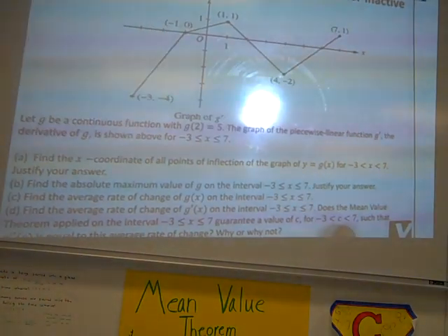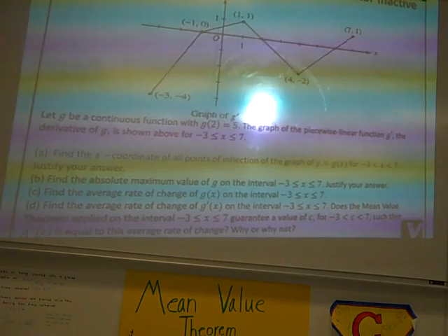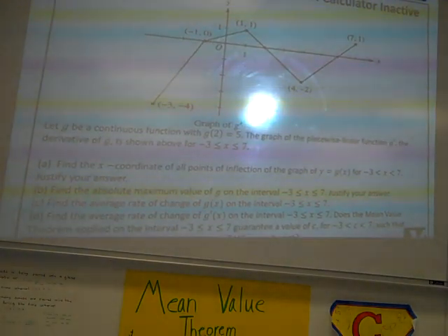Okay, this first question showed up on the 2008 exam, 2008 Form B. Form B is the exam that you take if you are not present the day of the AP exam. If you are on homebound services, you're absent, whatever the reason might be, this is the exam you would take.